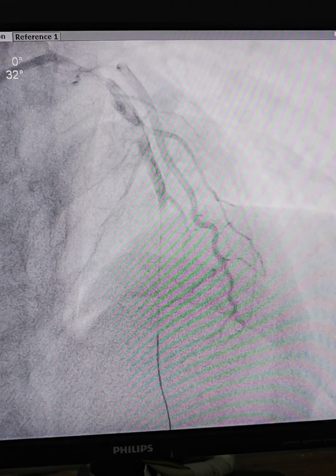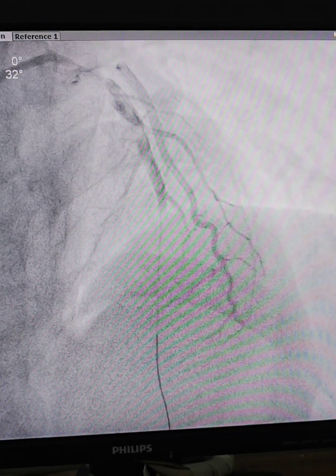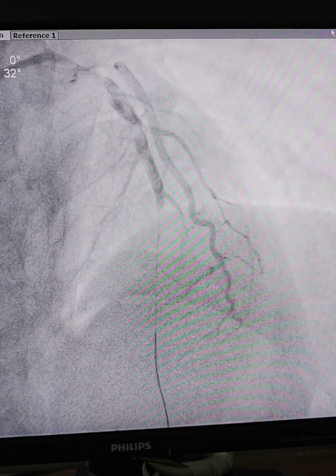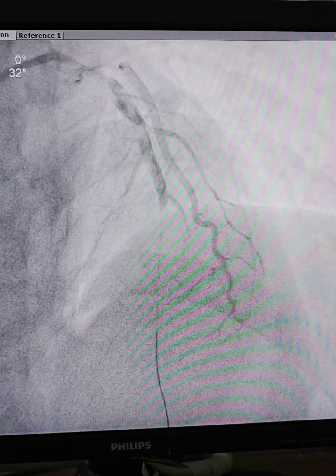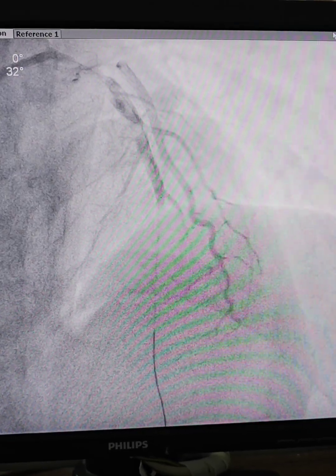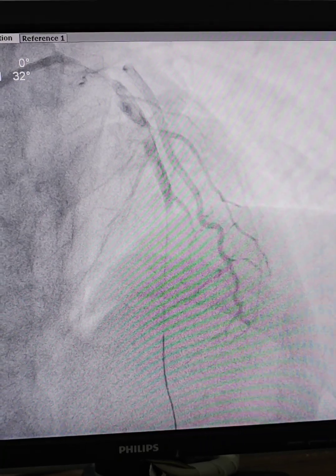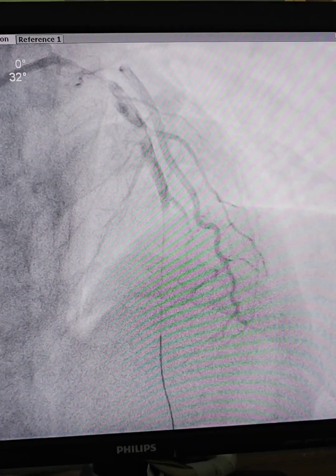So what's the problem here? Why were we not able to achieve the distal flow even after so much effort? The answer is huge thrombus burden in the left anterior descending and microvascular thrombotic obstruction, which was not allowing distal flow. So what can we do as a next step in these patients?